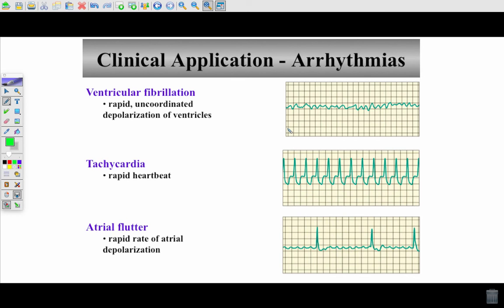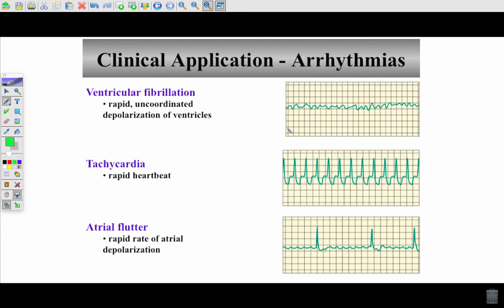Okay, clinical application. So you should be able to do a couple of these for the test. But don't memorize these. Don't try to memorize what each of these is. Instead, understand what you're seeing and what you're not seeing.